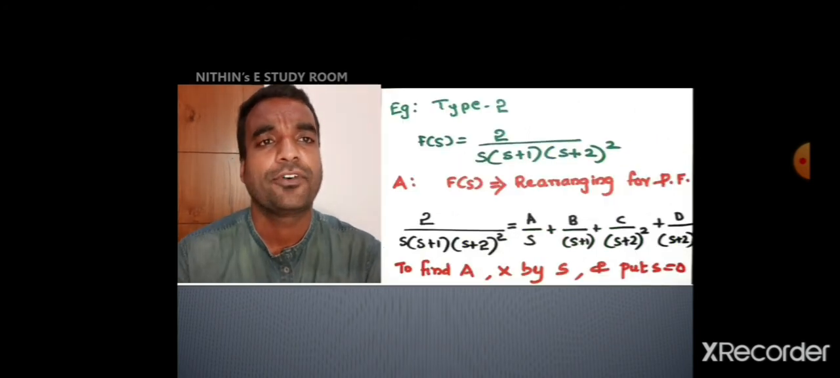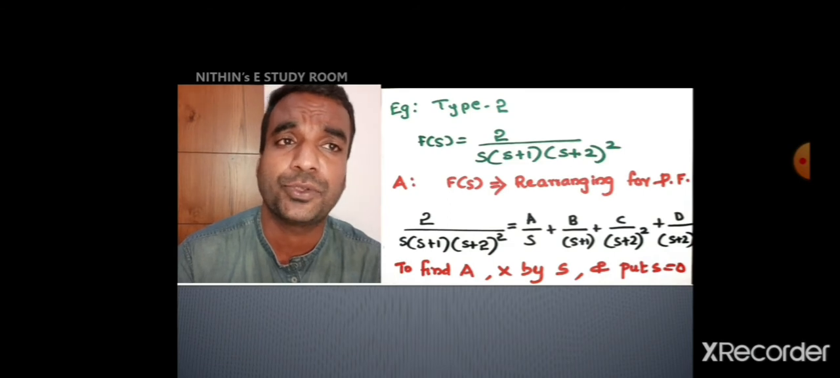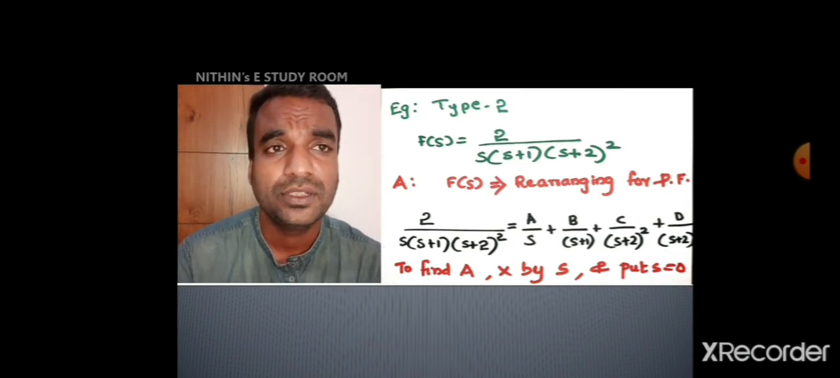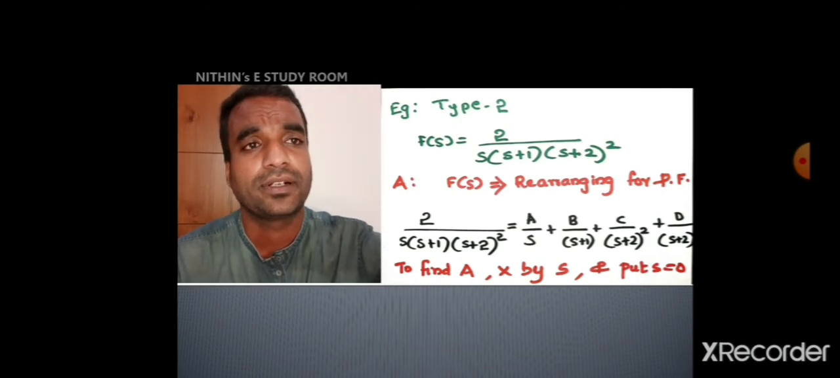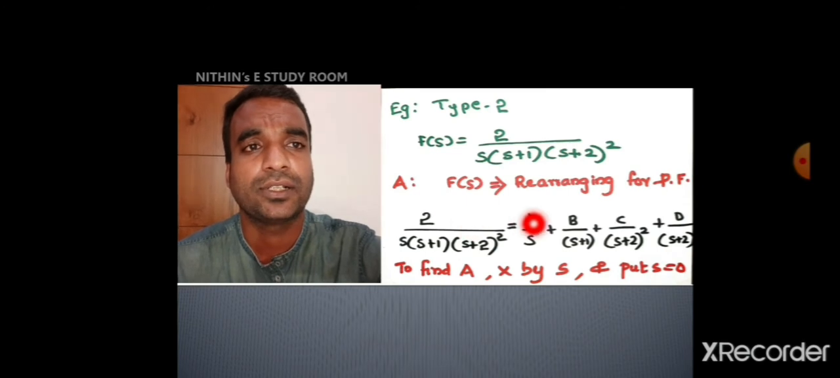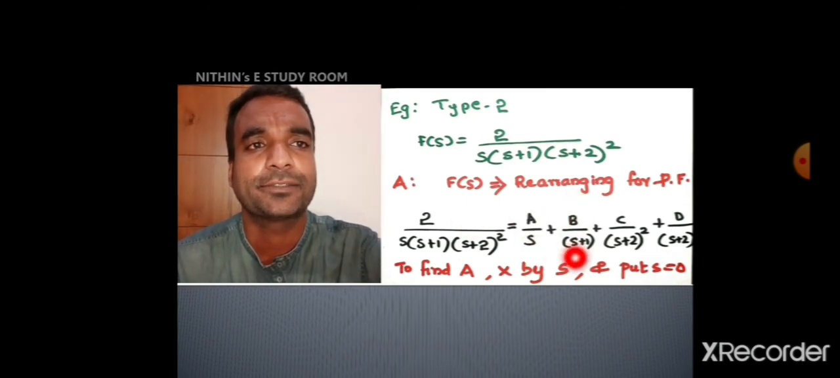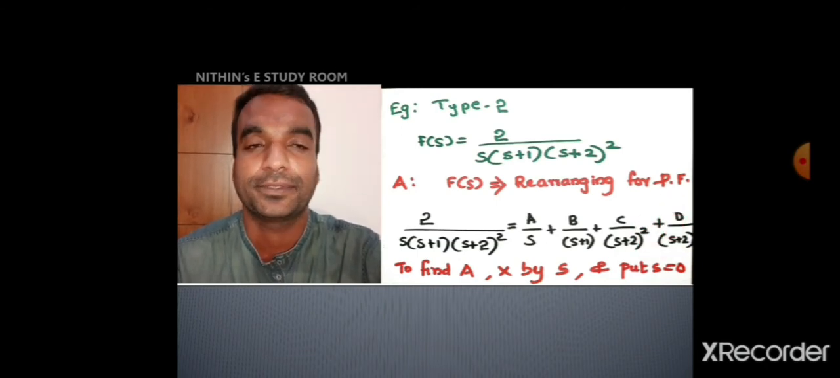Type 2. F(s) is equal to 2 by s into (s plus 1) into (s plus 2) square. So I am going to rearrange the function for doing partial fraction. PF is partial fraction. So that is equal to A by s plus B by (s plus 1) plus C by (s plus 2) square. As there are multiple roots, I have to add another term, plus D by (s plus 2).